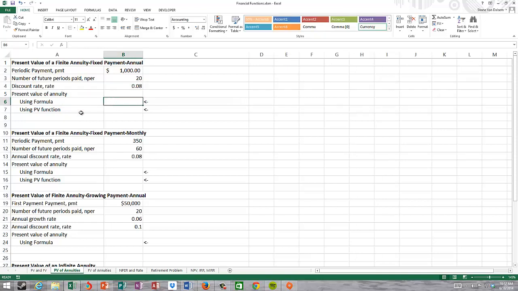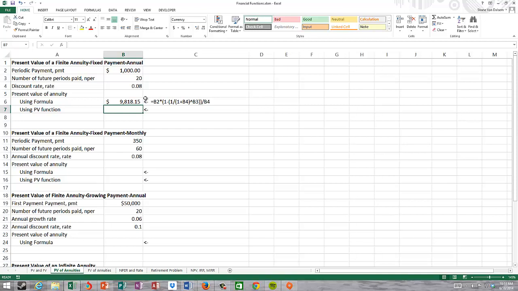To find the present value of my annuity, I can use the formula that we just looked at, which would be our payment multiplied by 1 minus, and then I put another open parenthesis, 1 divided by 1 plus our discount rate raised to the number of payments, then 2 close parentheses, and then the denominator, if you look back on the slide, would be our discount rate of 8%. And that gives me a value of $9,818.15.